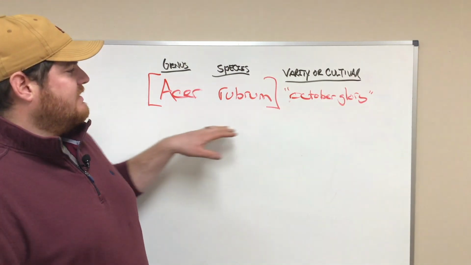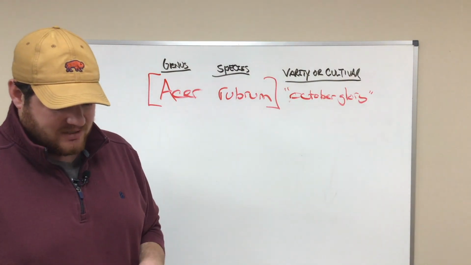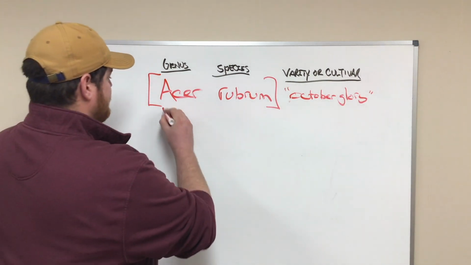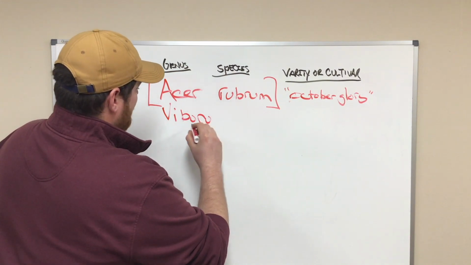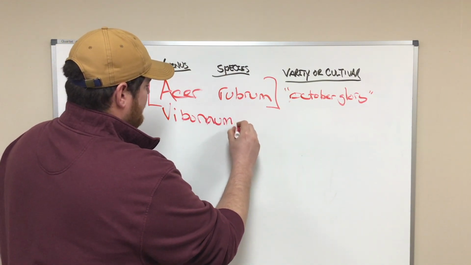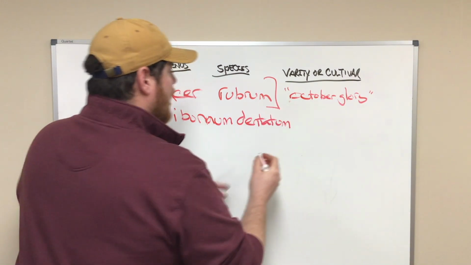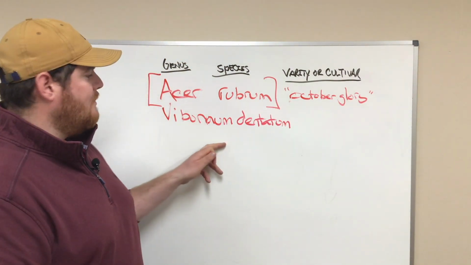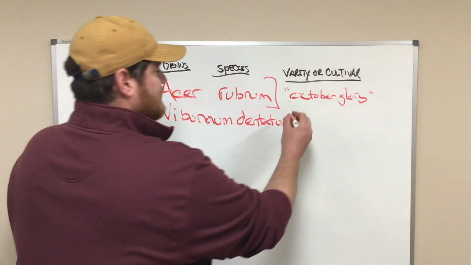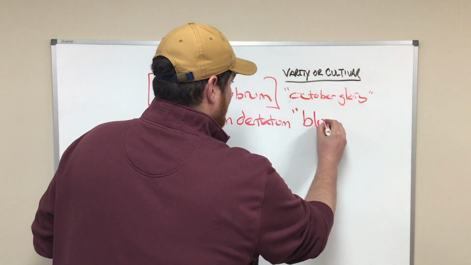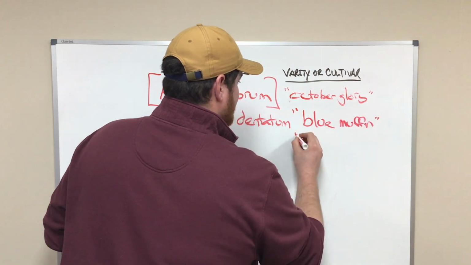There's tons of these. You have tons of different types of varieties of red maples, but you also have stuff like Viburnum dentatum. Let's see if I can spell this right. Another really popular shrub for the landscape, another really cool native plant. But you have stuff like blue muffin, and Chicago luster.